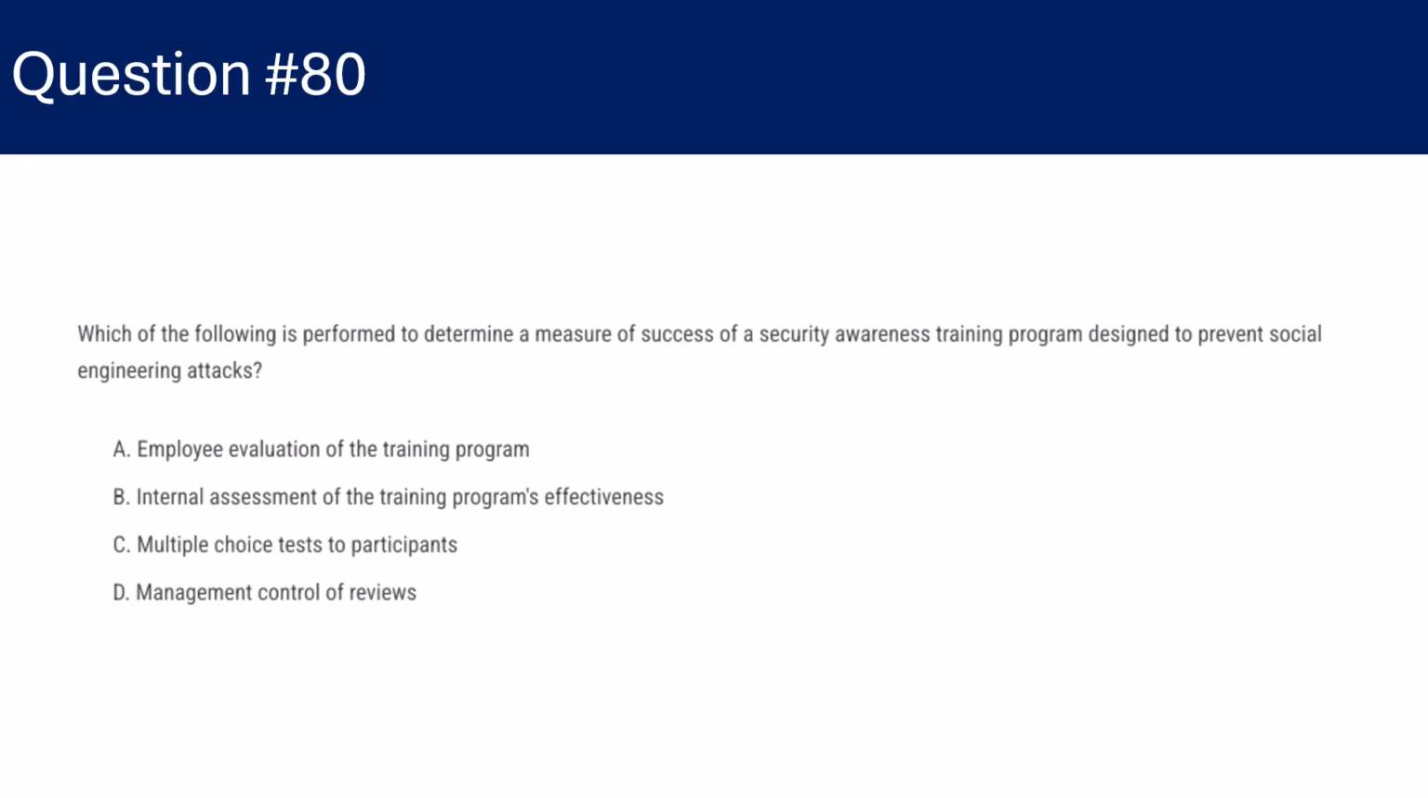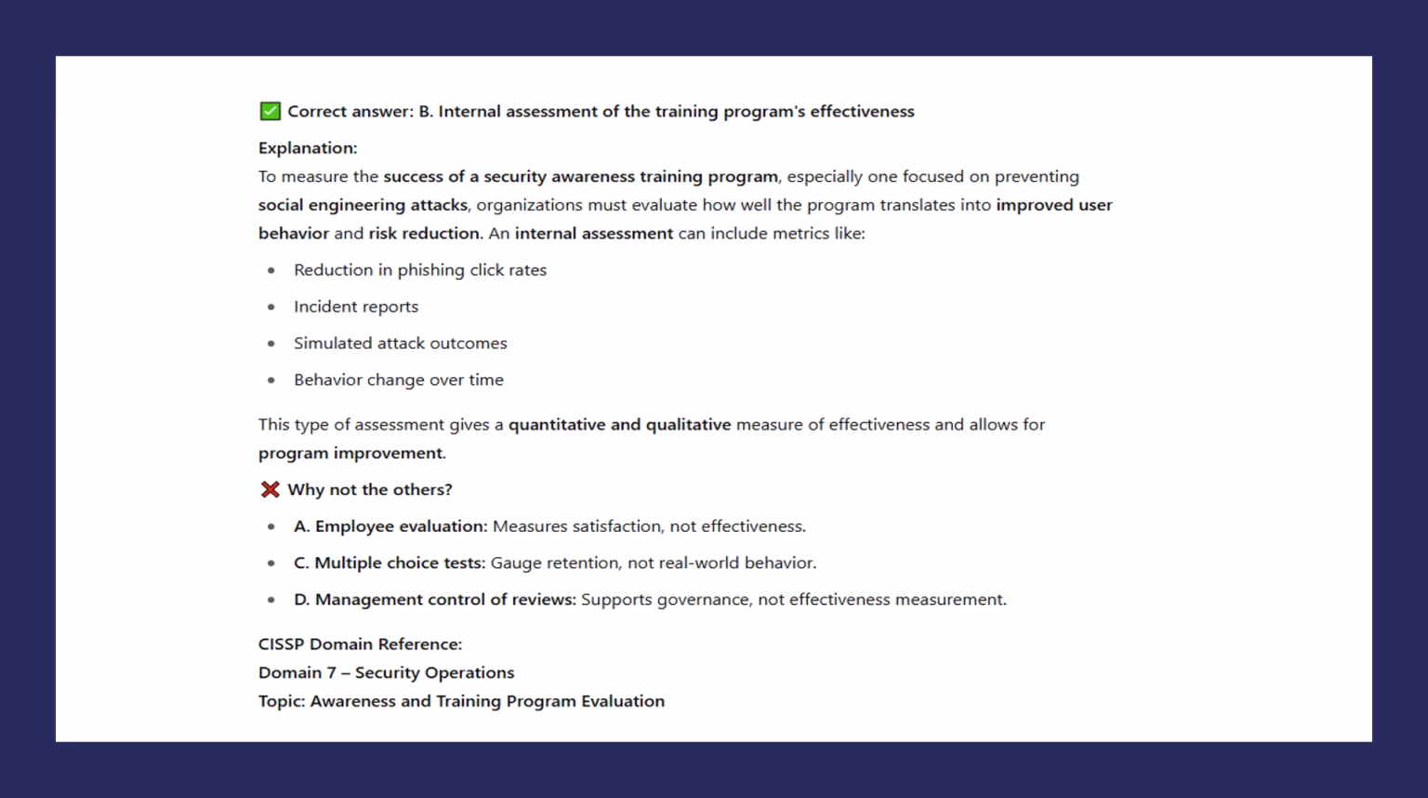Question 80. Which of the following is performed to determine a measure of success of a security awareness training program designed to prevent social engineering attacks? A. Employee evaluation of the training program. B. Internal assessment of the training program's effectiveness. C. Multiple choice test to participants. Or D. Management control of reviews. And the correct answer here is B.